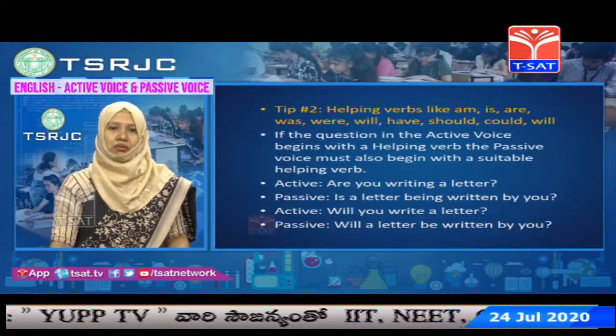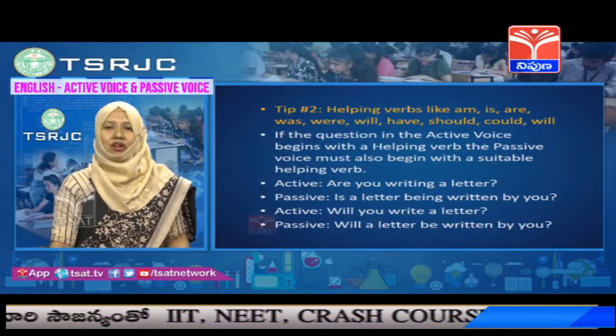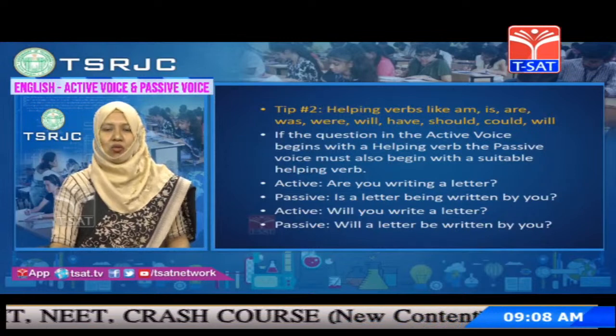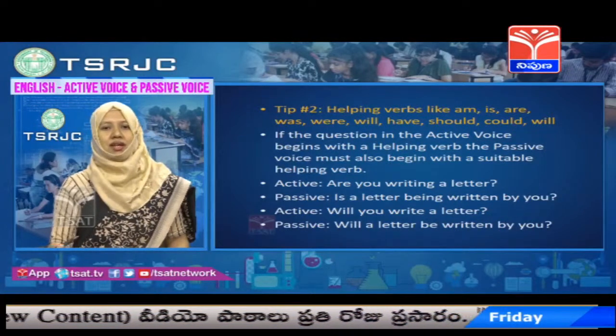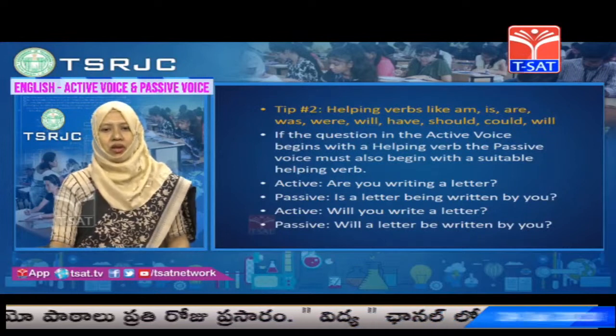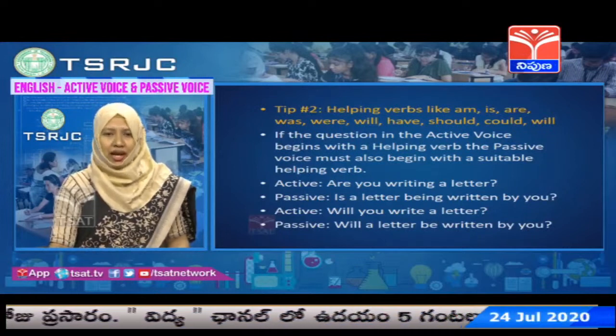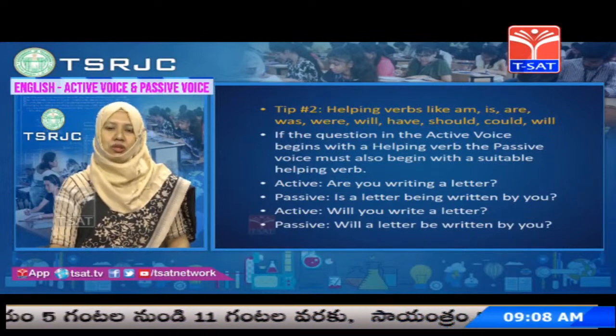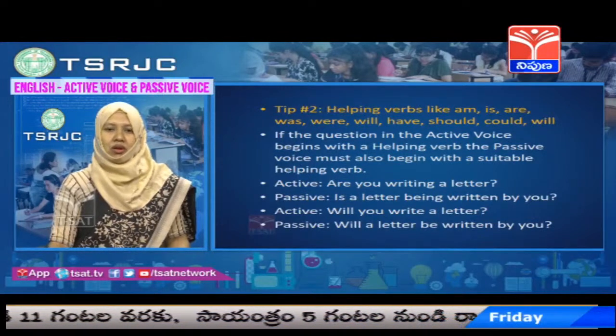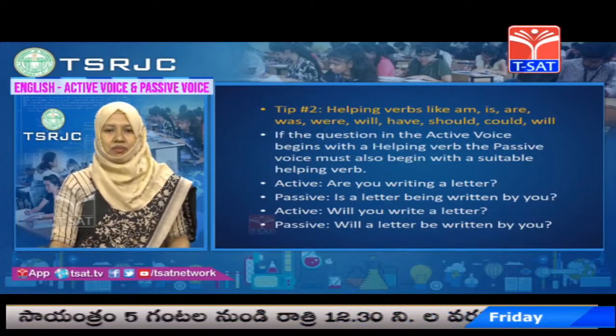Now, coming to tip number 2. Helping verbs like am, is, are, was, were, will, have, should, could, all these change their form. If the question in the active voice begins with a helping verb, the passive voice must also begin with a suitable helping verb. Now, let us look at an example.